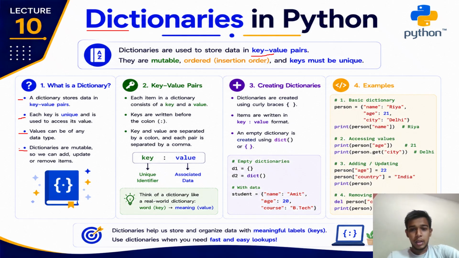Now, every item in a dictionary consists of two parts, key and value. The first part is the key and the second part is the value. They are separated using a colon, like this. You can see here they are separated using a colon. Here you can see key and then colon and then value.